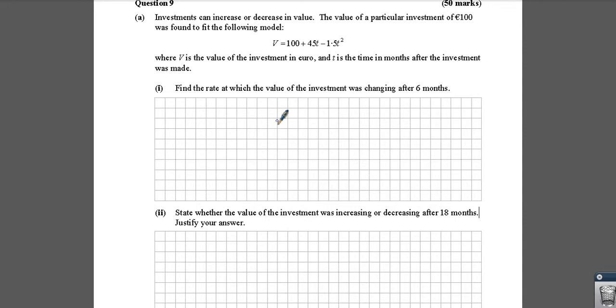This question asks you to find the rate at which the value of the investment was changing after 6 months. Now we don't really know how to solve this problem, but let's have a look at how much money is in the account after 6 months, and then how much is in the account after 7 months, and see what the difference is. Maybe that'll give us some information about the rate.